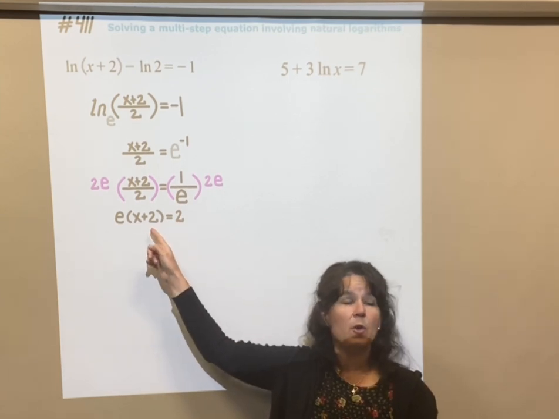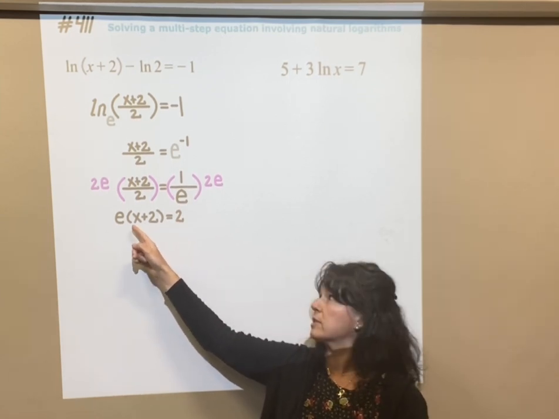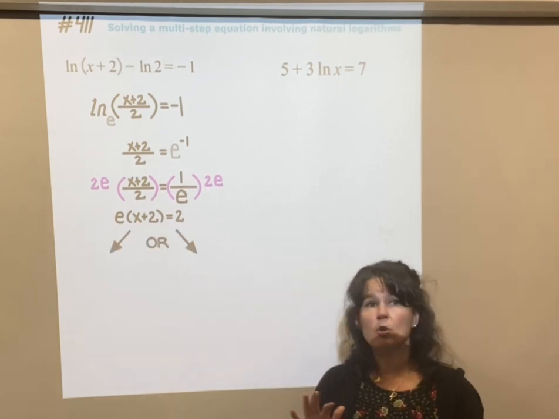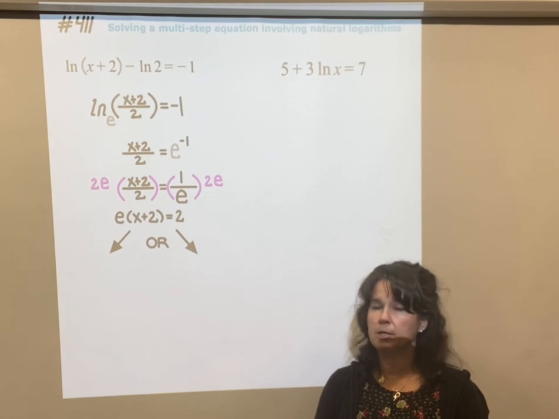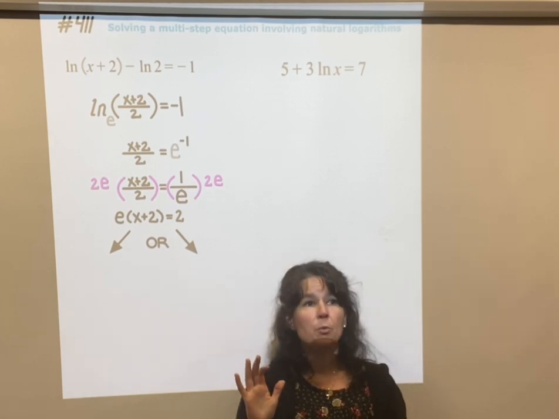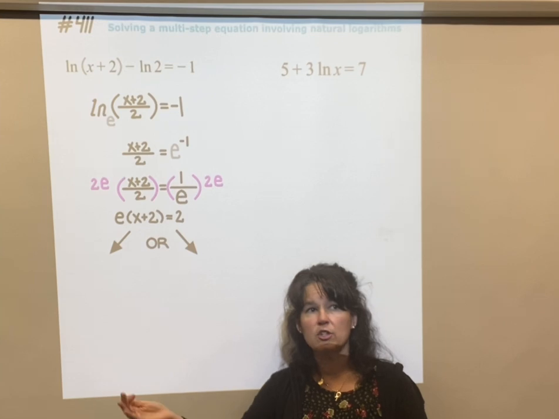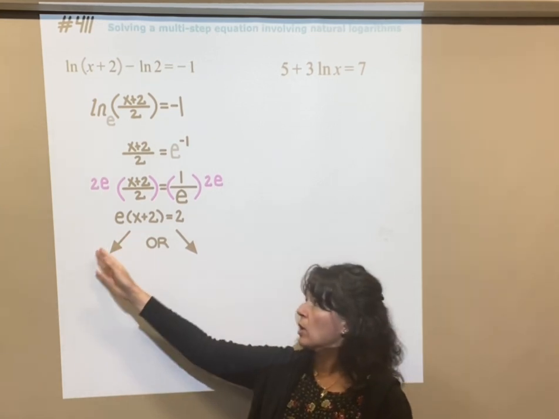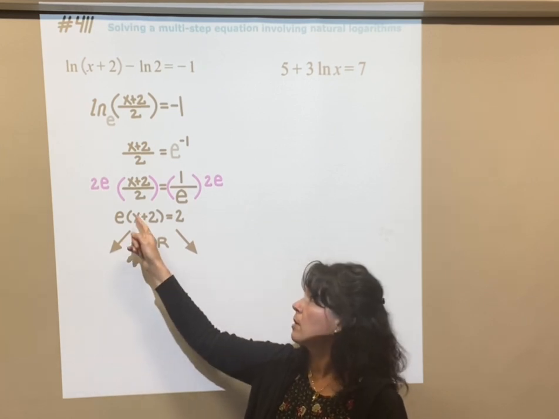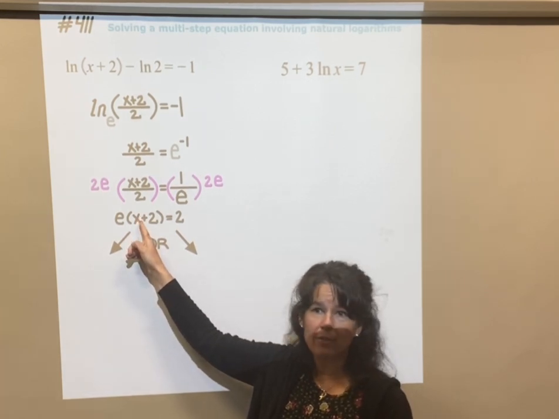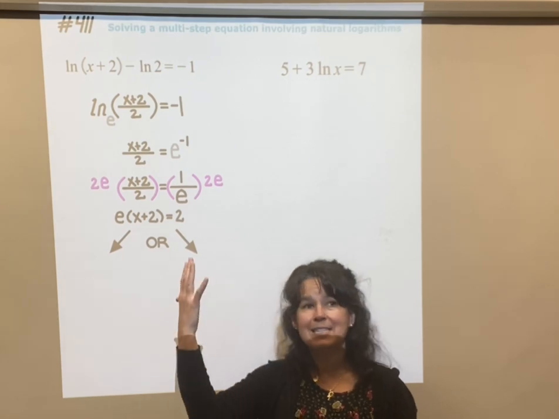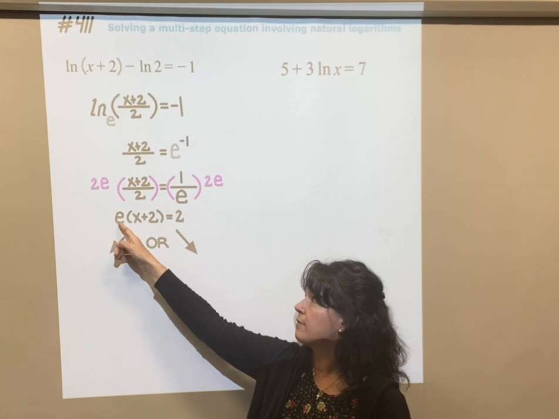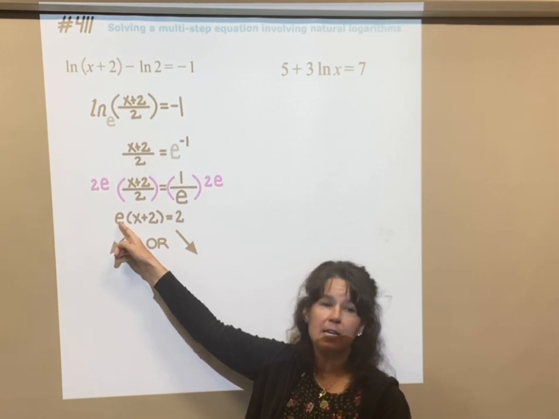Now from here you have a couple of different ways that you could solve for x. And I'm going to go ahead and show both ways. It's a personal preference. When you realize that when you solve an equation you are undoing the order of operations, then you're more likely to go this route because the x is inside parentheses. So I'm going to undo what's inside parentheses last. So I'm going to focus on dividing both sides by e.